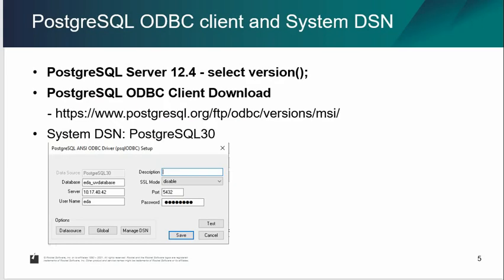The next step, you must have a PostgreSQL server in your environment. Then you can use the select version command to see what PostgreSQL server version is running. On the Windows side, you can download the ODBC client from the PostgreSQL website, and after you download and install it, you can create a system DSN and make a test connection to see that your ODBC client can connect to your PostgreSQL.